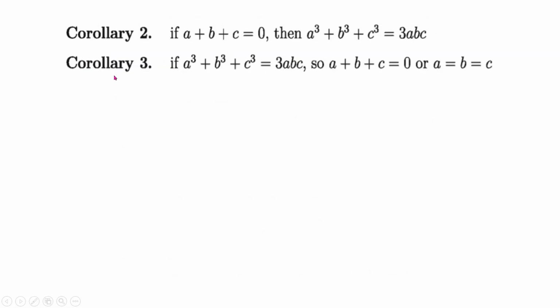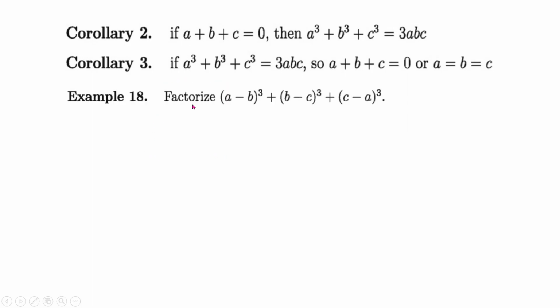Now corollary 3: if a cube plus b cube plus c cube equals thrice abc, that means a cube plus b cube plus c cube minus thrice abc equals 0. So we have to show that a plus b plus c equals 0 or a equals b equals c. It is also very easy to prove. Do it yourself.